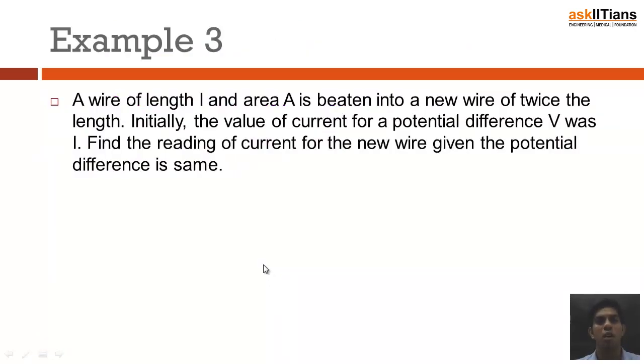Now we will try to work out a problem based on the concepts which we have learned. It's given that a wire of length L and area A is beaten into a new wire of twice the length. Initially, the current for a potential difference V was I. Find the reading of the current for the new wire given the potential difference is the same. So let's say I = V/R from Ohm's law. We also know that R = ρL/A.